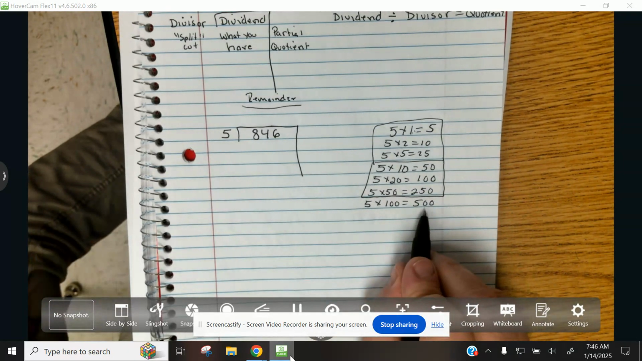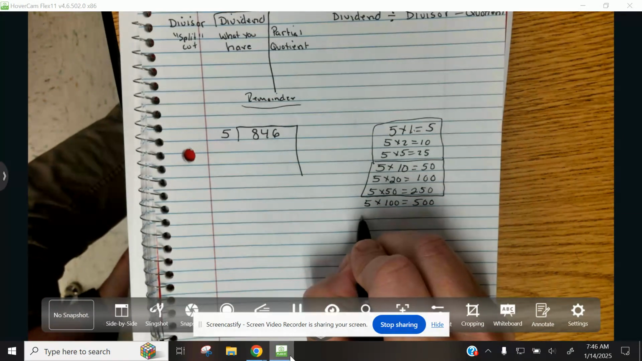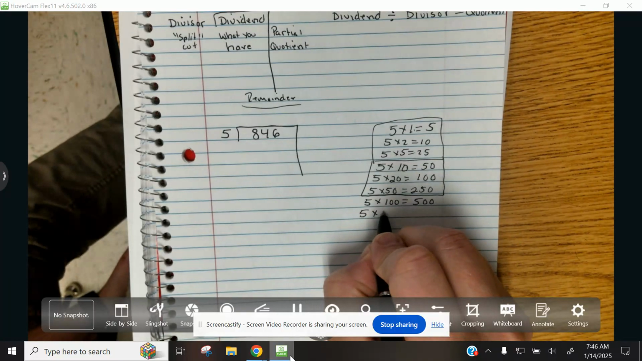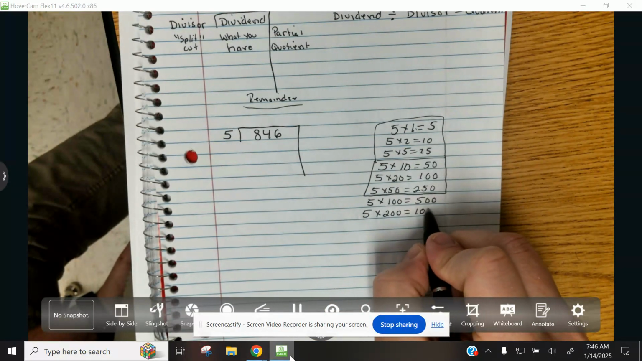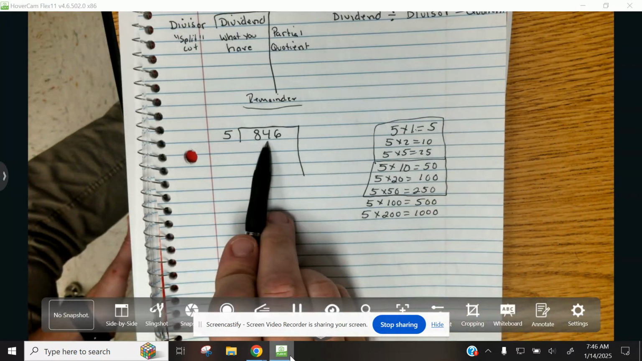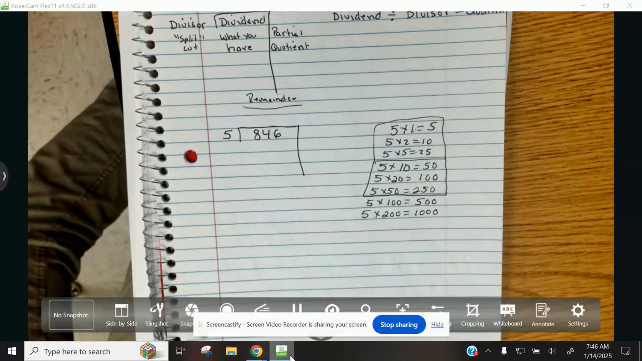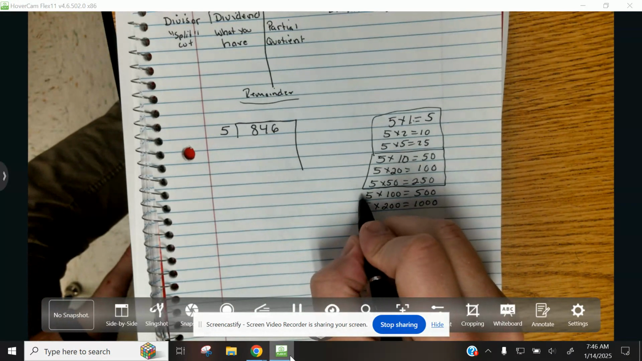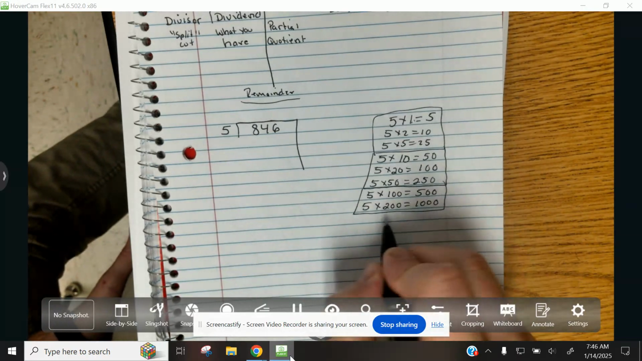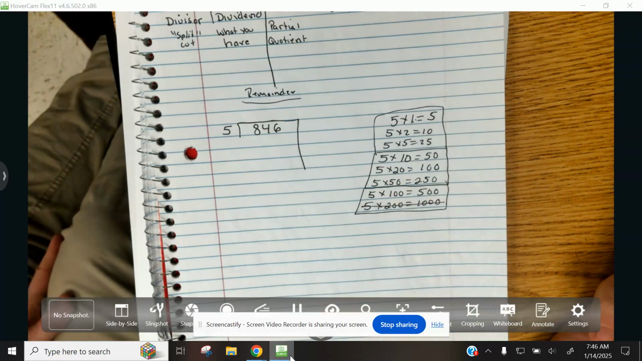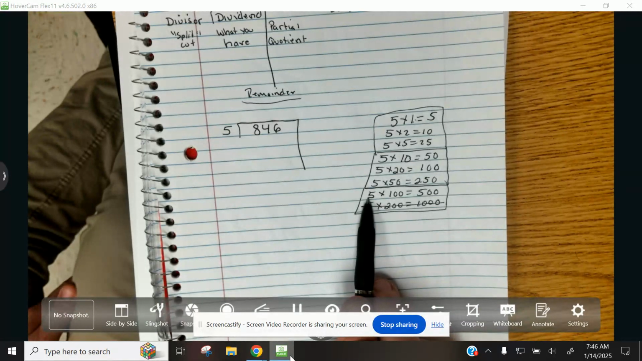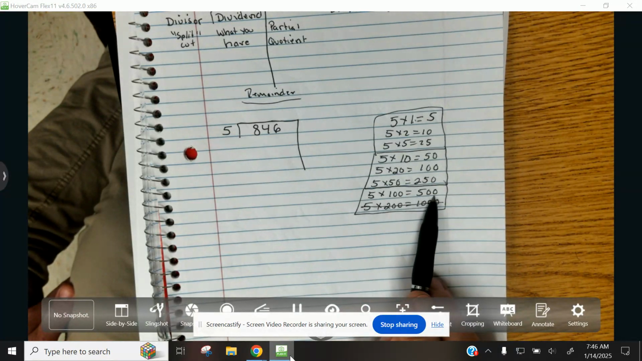Okay, I have 500. That's still too big or too small. So I'm going to go 5 times 200. And now I have, let's see, that was 10. Now I had 2 zeros, 1,000. But notice now I am too big. So my flashes are going to go off. Okay, so I'm going to box this up. This one doesn't work. He just busted. So what number am I going to use? I'm going to use this 5 times 100 equals 500.